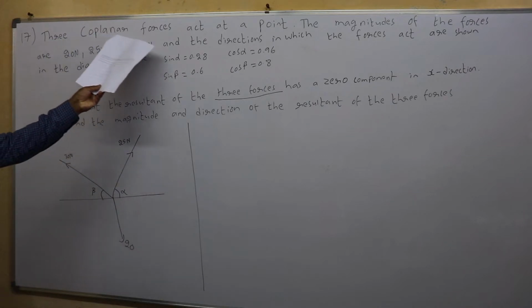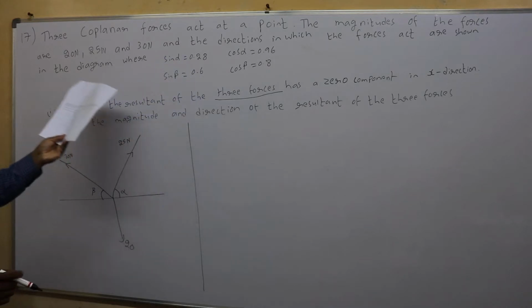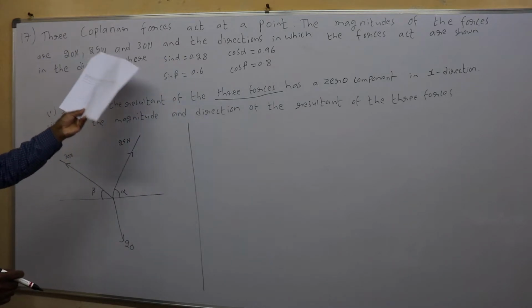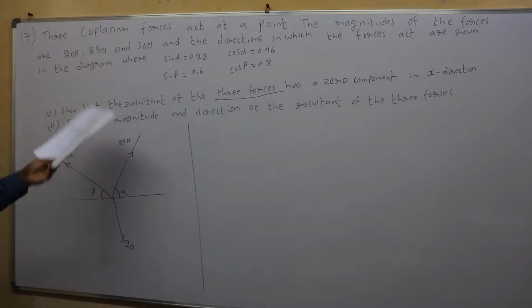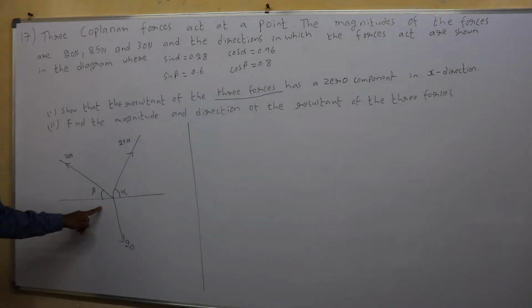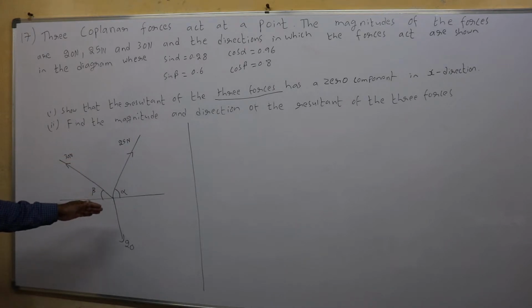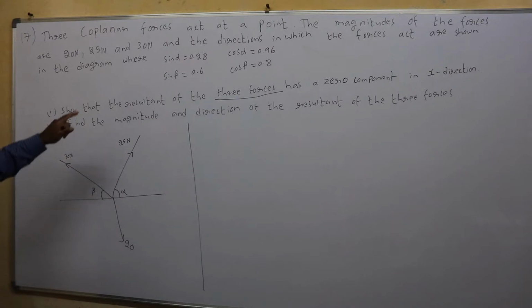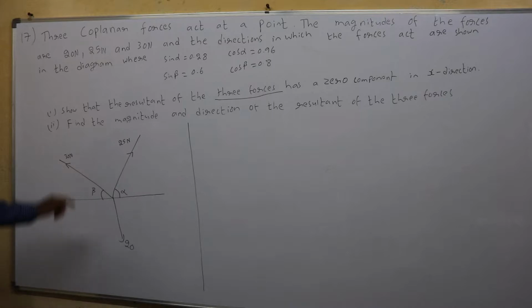Three coplanar forces act at a point. The magnitudes of the forces are 20, 25 and 30, and the directions in which the forces act are shown in the diagram. As you can see, 25, 30 and 20. The directions are shown in the diagram. Sin alpha equal to that much, cos alpha, sin beta, cos beta.